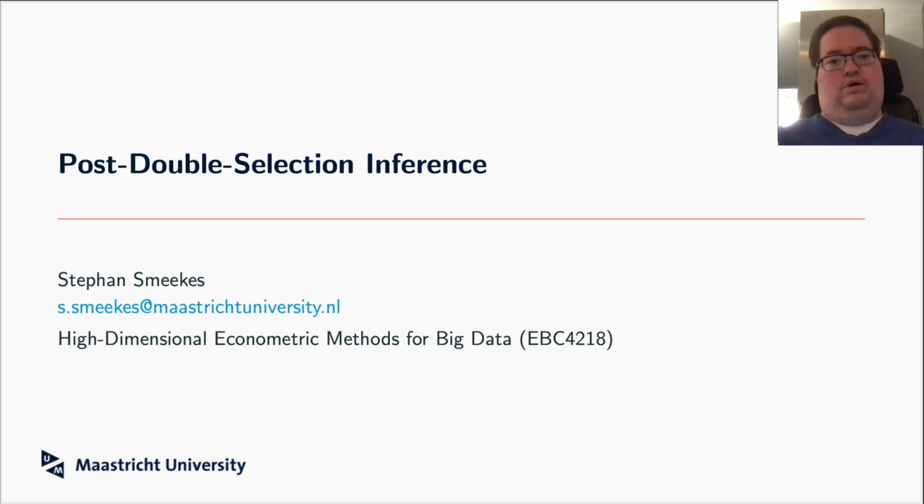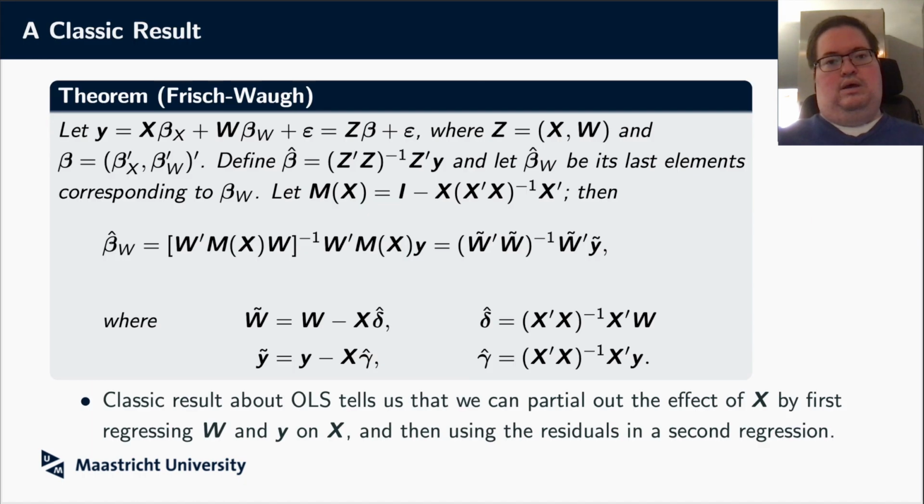In this video lecture, I will discuss the method of post-double selection inference. In order to do so, we start with bringing back to memory a very old classical result for linear regression, the Frisch-Waugh theorem, or the Frisch-Waugh-Lovell theorem. Suppose we have a regression model for y, regressing on x and on w. And we're interested in the coefficients of w, so we're interested in the vector beta w.